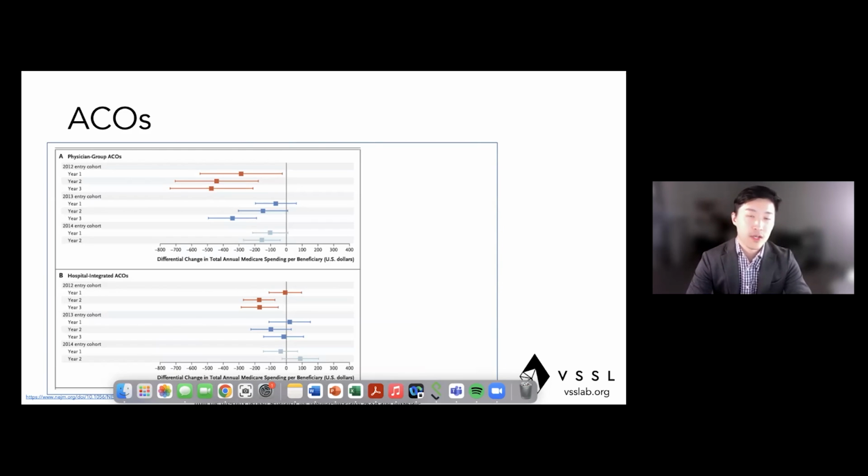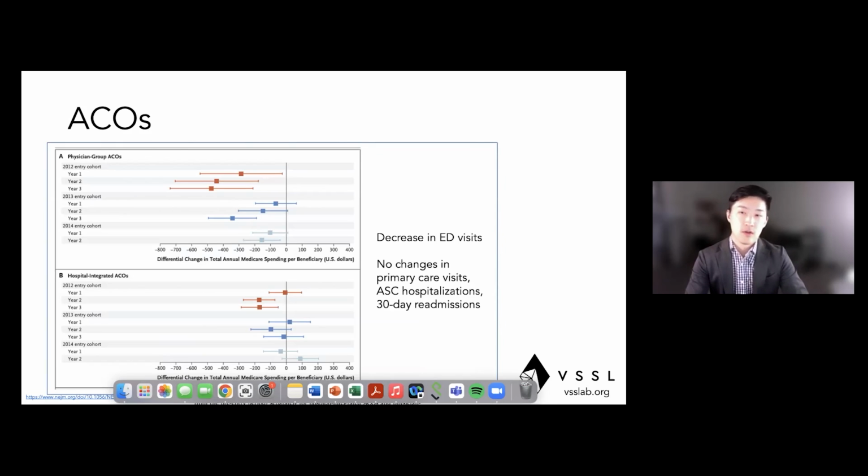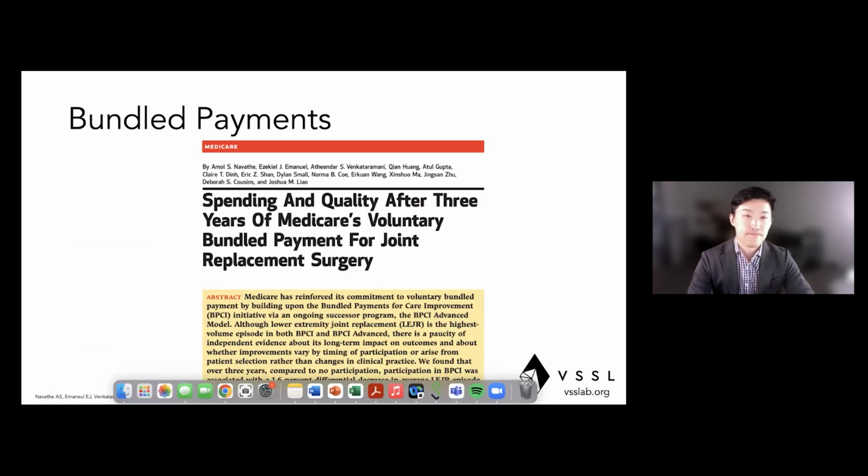Paired with that, when we look at the utilization and quality side, this analysis found differential changes in ED visits but no differential changes in other outcomes like primary care visits, ambulatory care sensitive hospitalizations, and 30-day readmissions. So overall, kind of stable to slightly improved quality with cost savings. That's the ACO side. What about the bundle payment side?